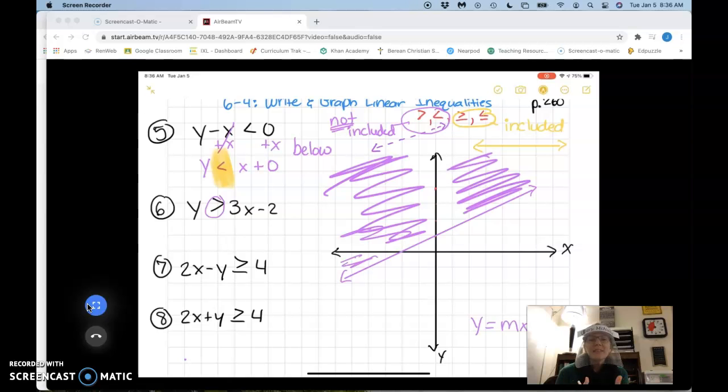So less than or equal to, greater than or equal to is a solid line. That means the line is included in the solution. And if it's just greater than or less than, it's a dotted line. The line is not included. So look at our problem. Is the line included or not included? Not included. Okay, so this would be my answer for number 5.